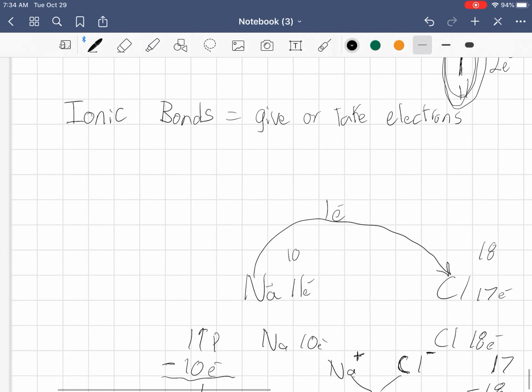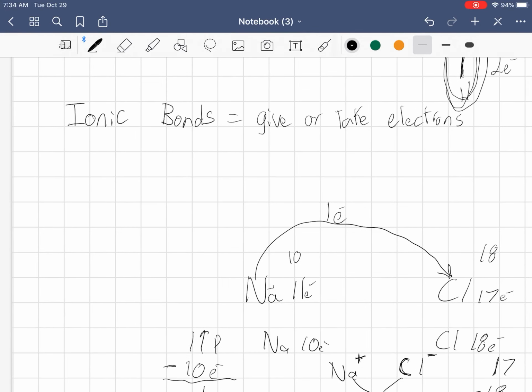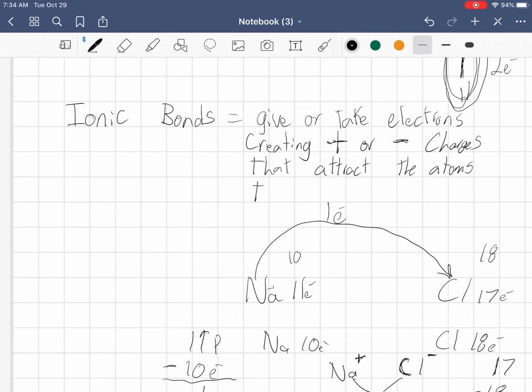So ionic bonds aren't just the giving or taking of electrons. They give or take electrons, creating positive or negative charges that attract the atoms together. Now, that's how atoms form together to make molecules.